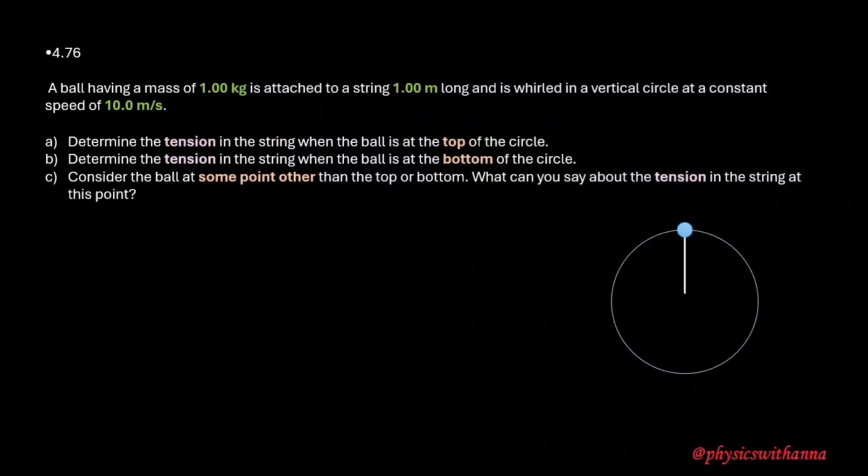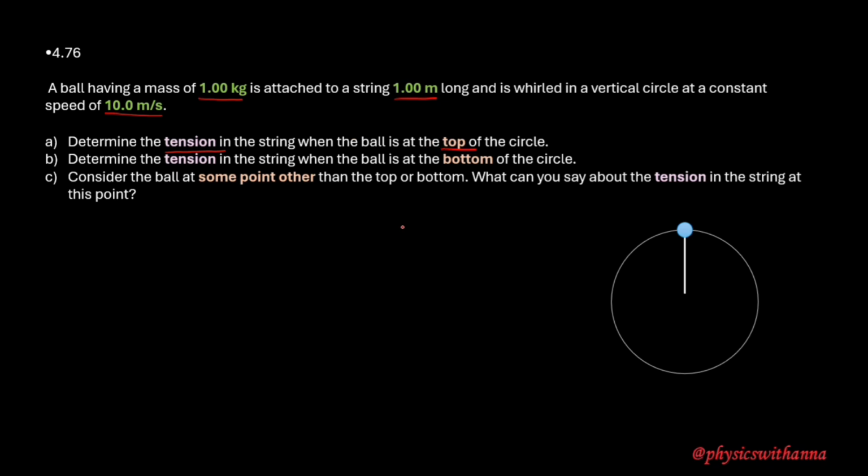Question 4.76. A ball having a mass of 1 kilogram is attached to a string 1 meter long and is whirled in a vertical circle at a constant speed of 10 meter per second. The first part of the question is asking you to determine the tension in the string when the ball is at the top of the circle.